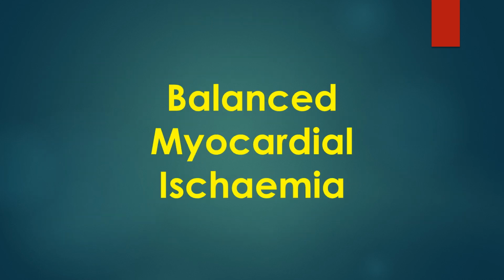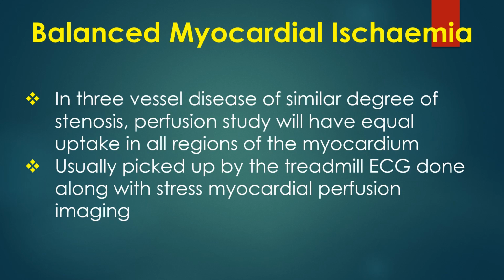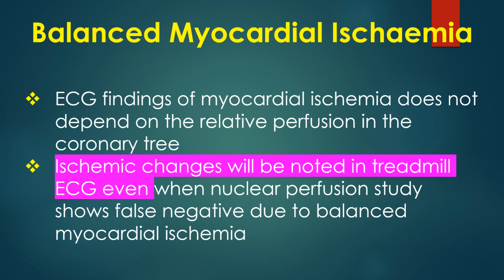Negative radionuclide perfusion study due to similar degree of stenosis in all the 3 major coronaries is known as balanced myocardial ischemia. This is because the radionuclide used for perfusion study will have equal uptake in all the 3 regions of myocardium. In most cases, this is picked up by the treadmill ECG, usually done along with stress myocardial perfusion imaging. ECG findings of myocardial ischemia do not depend on the relative perfusion in the coronary tree.